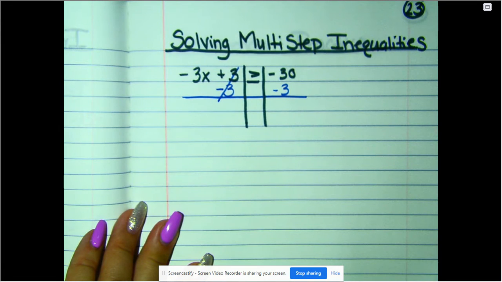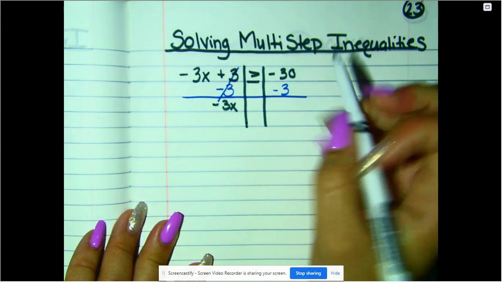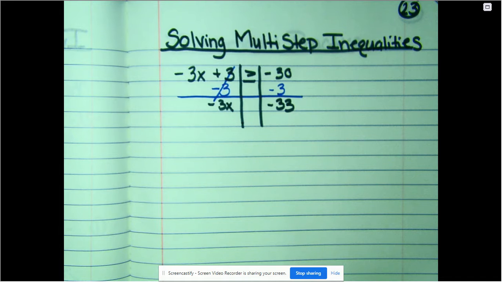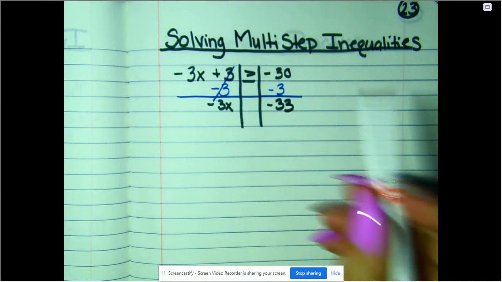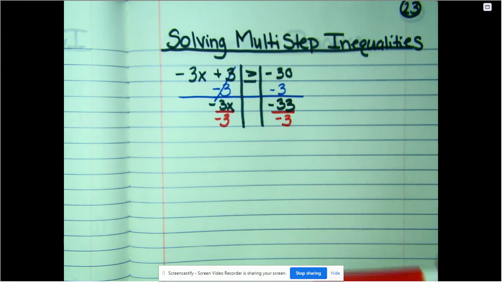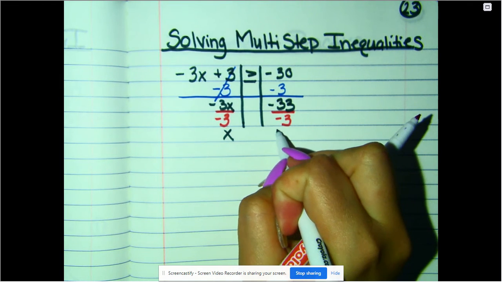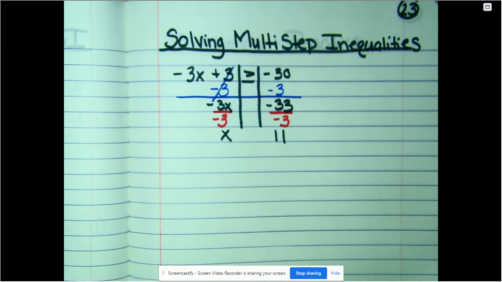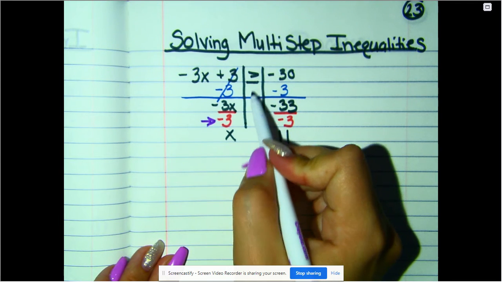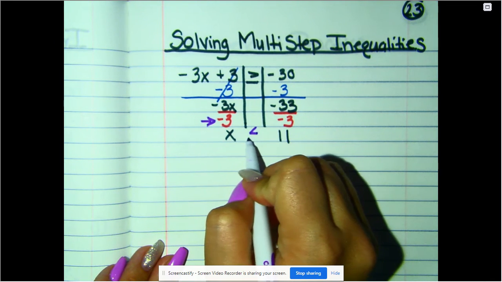3 minus 3 is 0, so that's how it cancels, and I have negative 3x left. Negative 30 minus 3, I'm getting further into my debt, so that is negative 33. Then I have negative 3x, which is multiplication, and the opposite of that is dividing by negative 3. So I have x, and negative 33 divided by negative 3 is a positive 11. Do not forget that because I divided by a negative, my inequality sign has to flip for the solution to remain true. So instead of greater than or equal to, it's now going to read less than or equal to.